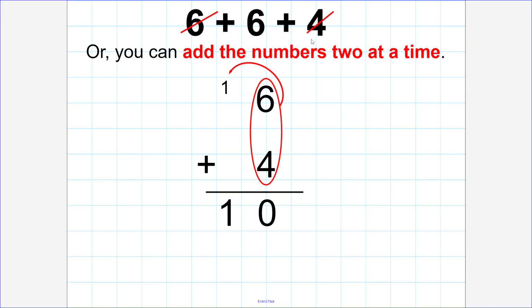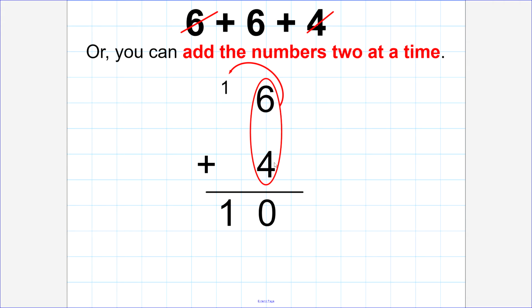If you're choosing to add two numbers at a time, it is very important that you keep track of which numbers you've already added and which ones you still have left to add. That is a way that kids often make mistakes. They lose track of which numbers they've added and which numbers they haven't. So go ahead and make sure you're crossing them off as you go.